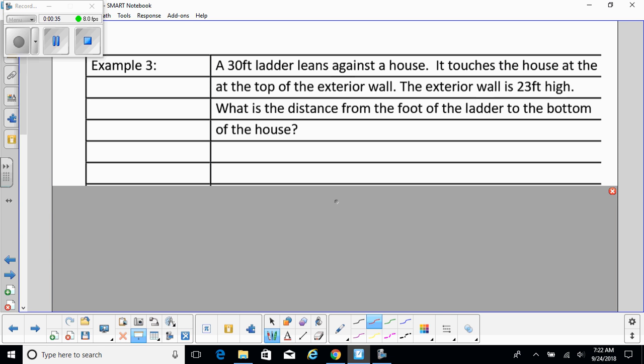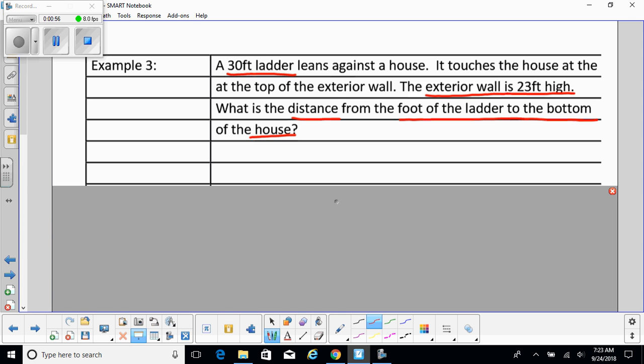So let's just underline a few things. We need to make sure we know we've got a 30-foot ladder. We've got the exterior wall is 23 feet high, and we're looking for the distance from the foot of the ladder to the bottom of the house. So just making sure we know where we're going. Now let's draw a picture.